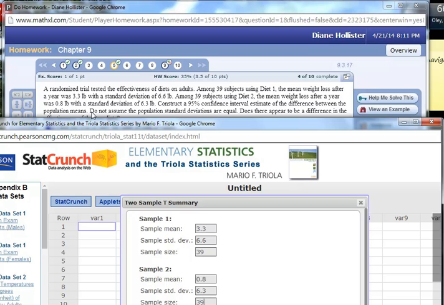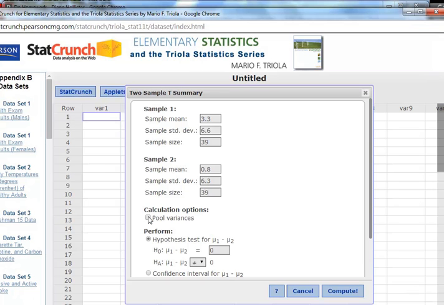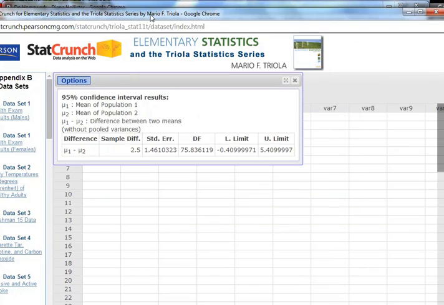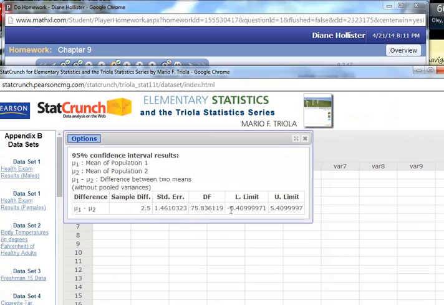This next sentence is critical. Do not assume the population standard deviations are equal. That means you are going to uncheck the box that says pooled variances. So make sure that this box is not checked. Okay, go ahead and click compute. And we now have a confidence interval. They want us to round to 3 decimal places, so we would come to these numbers and round them to 3 decimal places. And basically what happens is this, folks, because this interval includes 0, that's basically saying that there's no difference in the population means.